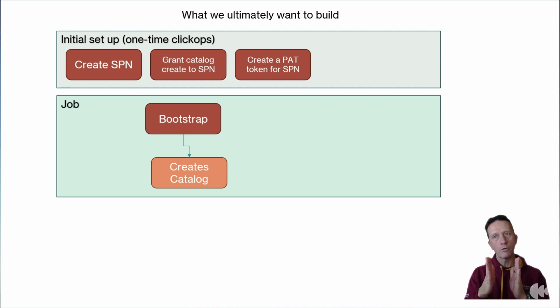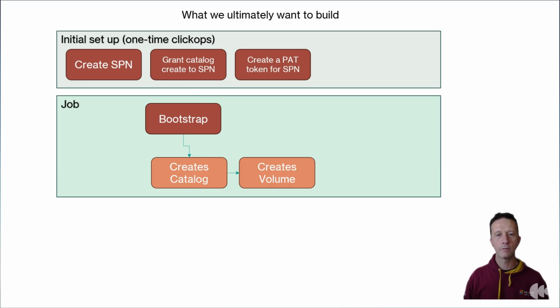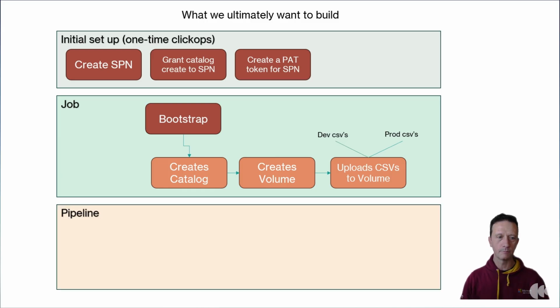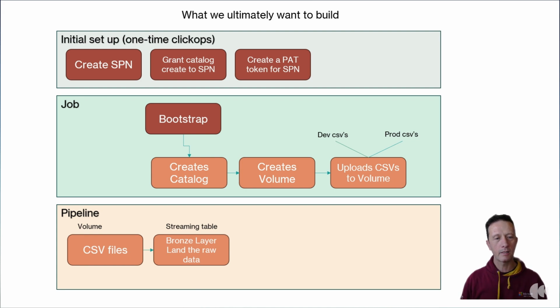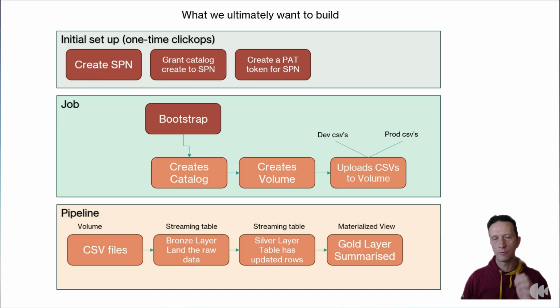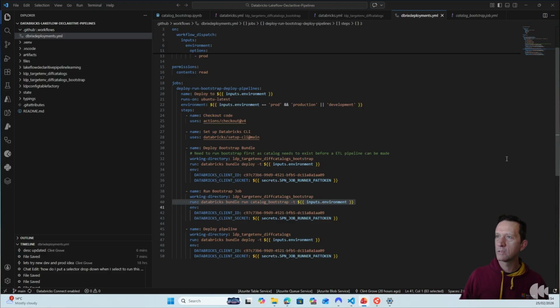But then the automated way via GitHub Action is going to deploy to either dev or prod. Then it's going to run and create the catalogs. Then it's going to create the volumes. And then it's going to upload CSVs. If it's a prod deployment, the prod CSVs will go into the volume, into the prod catalog. If it's a dev deployment, then the dev CSVs will go into the dev volume for the dev catalog. In the next video, we'll show you how we take those CSVs and put them into the bronze layer, landing that raw data in a streaming table. Then we hit the silver layer with a streaming table, which has the updated rows. Then we show you the gold layer as a summarized view. So without any further ado, let's show you how that works.